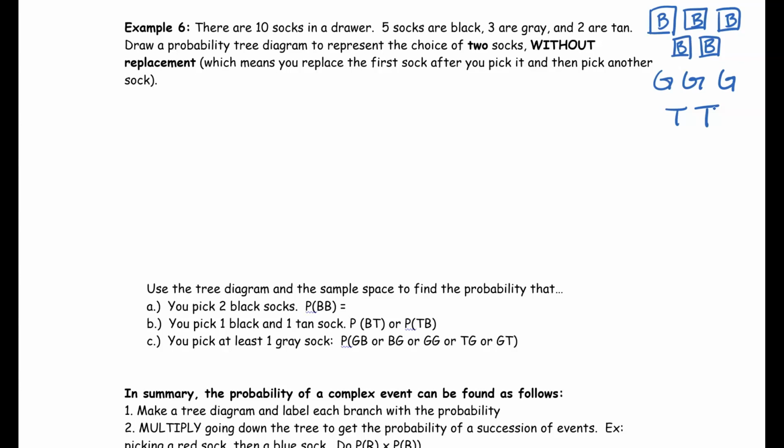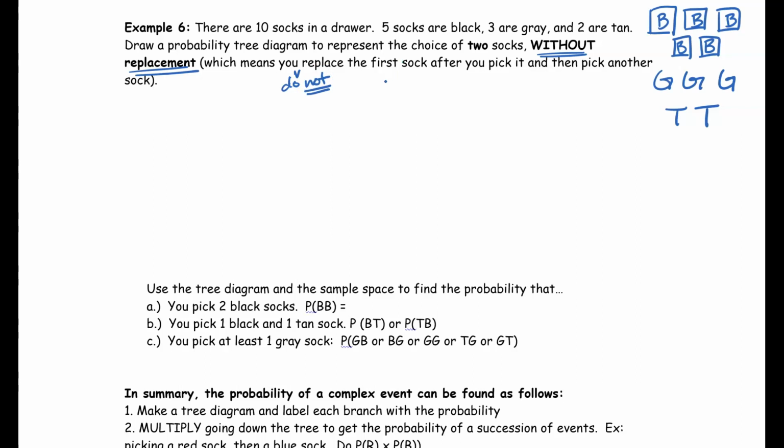So it says draw a probability tree diagram to represent the choice of 2 socks without replacement. This is important. So it means that when you pick up the first sock, you're putting it away, or maybe you're putting it on. You're not putting it back in the drawer. And then you're picking up another sock. That should say do not replace the first sock after you pick it up and pick another.